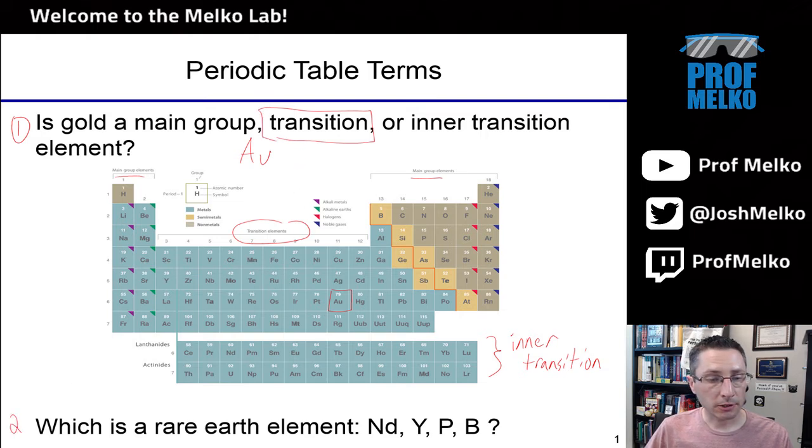Question 2 at the bottom here: which is a rare earth element? Nd, Y, P, or B? Neodymium, yttrium, phosphorus, or boron? Inner transition metals are also known as rare earths, so it's really asking for one of the elements at the very bottom. The only one that meets that requirement is neodymium. So that's the rare earth element here. Let's try some more problems.